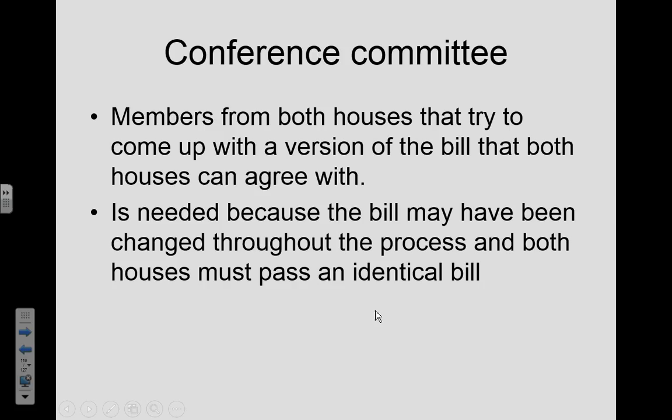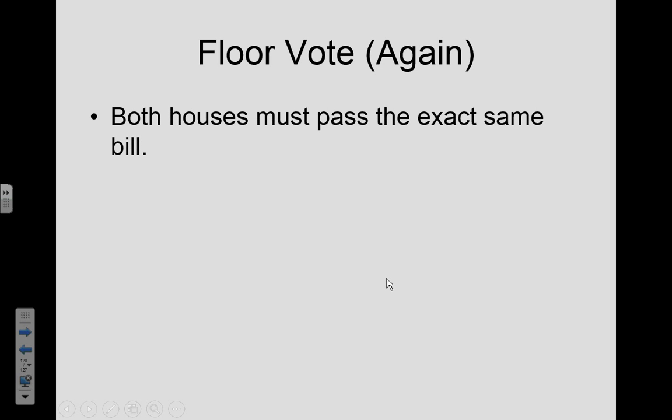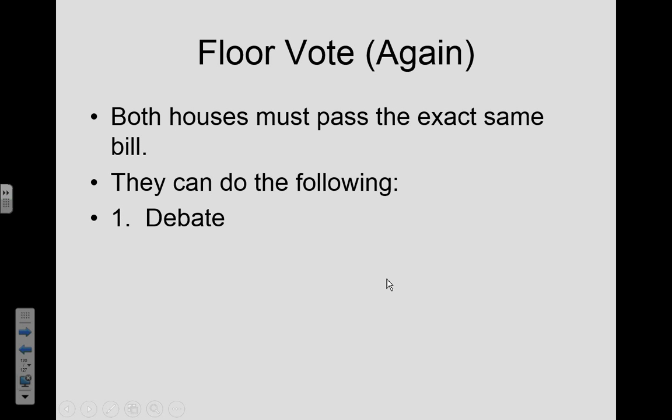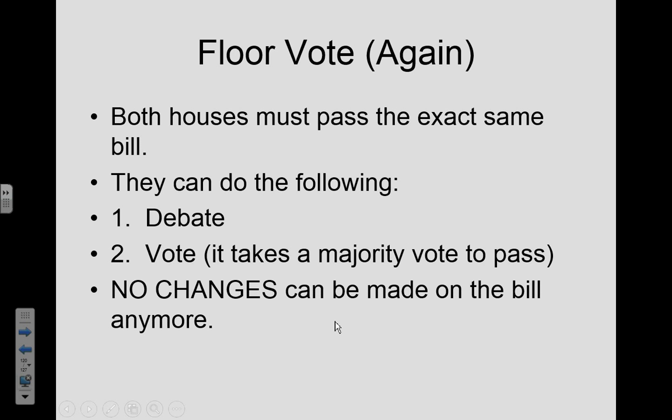So they'll come up with some compromise, some things that they may think that both the House and the Senate can agree to. Then, rather than go to the President, the bill has to go back to the House and the Senate again. This time, both houses must pass the exact same bill, so they can debate the bill. And they can vote on the bill, and again, it takes a majority of votes for that bill to pass. But they cannot make changes on the bill.